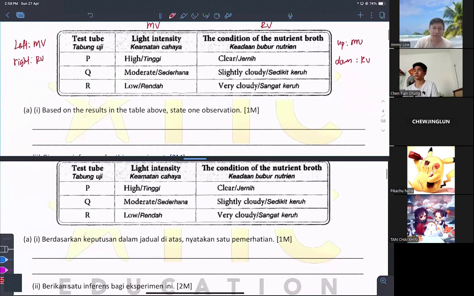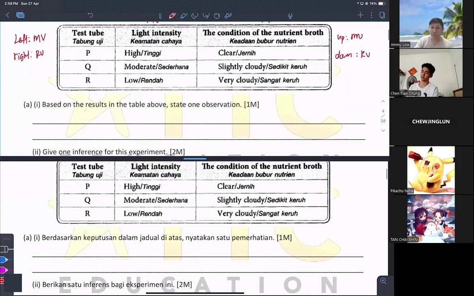Okay, so A, based on the result in the table above, state one observation. When it comes to the observation, don't panic, just write whichever you have seen. But when you have this kind of example, you have one, two, three, three samples here. Always remember, don't write the middle one, because the middle one will be the moderate one. We don't want the moderate one. We want to see the difference. So usually we will choose the first one or the last one to write. We won't write the middle one lah.